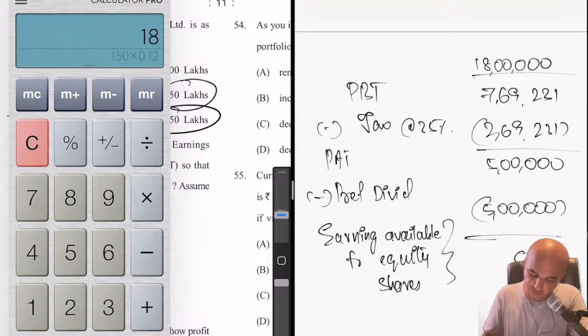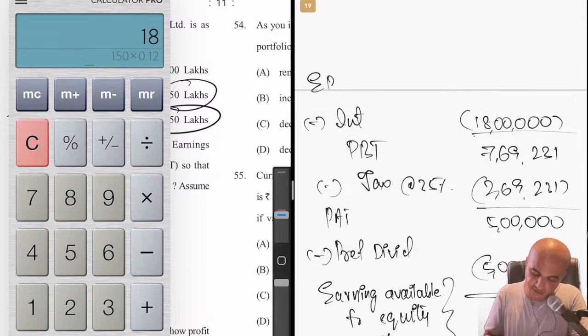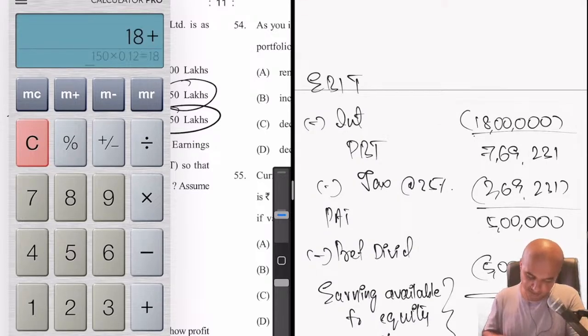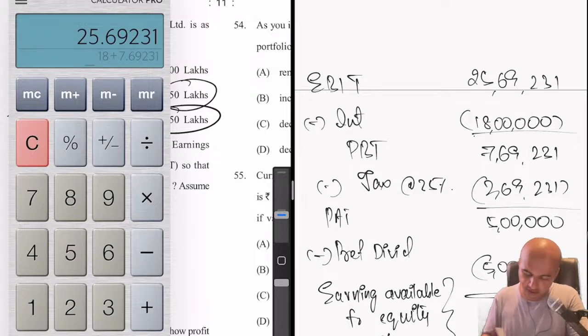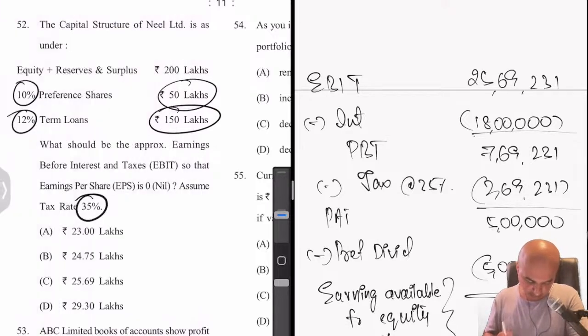So after adding back this interest, what is left is earnings before interest and taxes. That would be 18 lakhs plus 7,69,231, which is 25,69,231. So EBIT in our case is 25,69,231. Option C is in fact the right answer. I hope it makes sense. Let me know if there is any doubt.